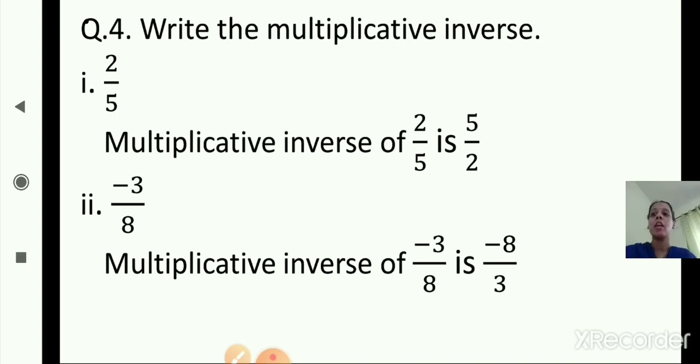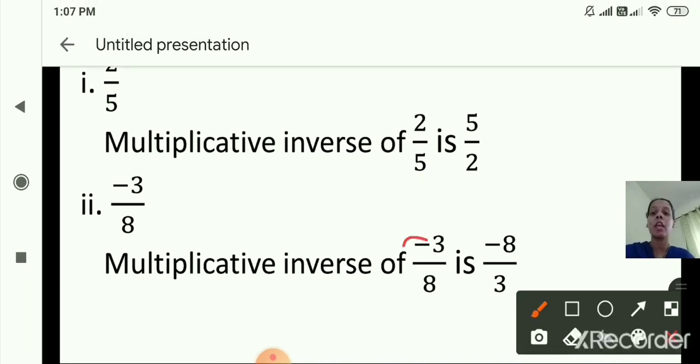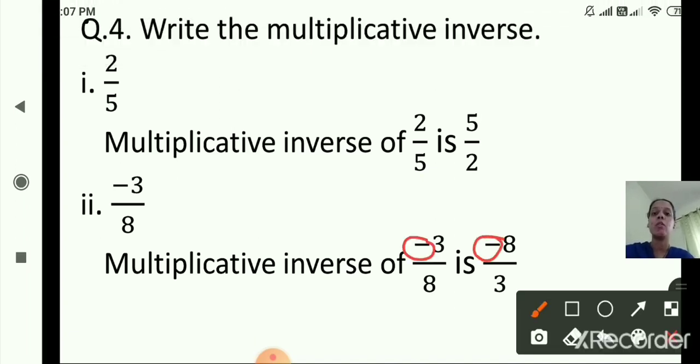Okay. Now the second one is minus 3 upon 8. What is the multiplicative inverse of minus 3 upon 8? That is minus 8 upon 3. Now without fail you will write down this sign also in the numerator. Okay. Only the numbers will change, but the sign will remain as it is in the numerator.